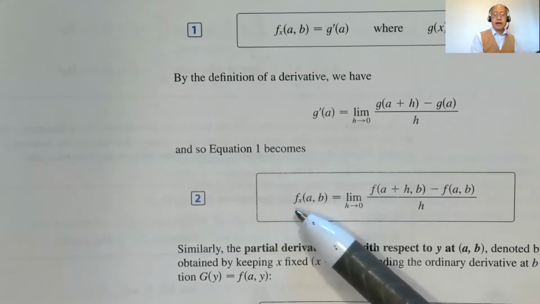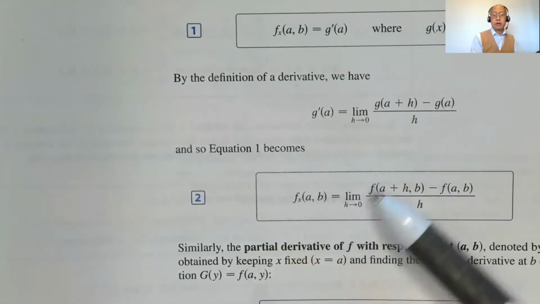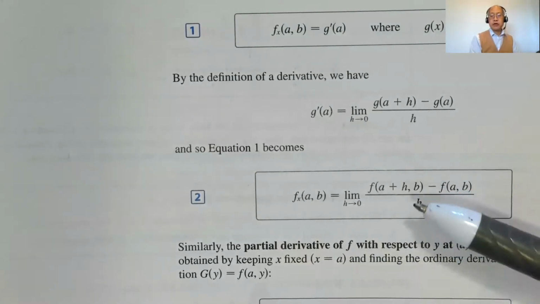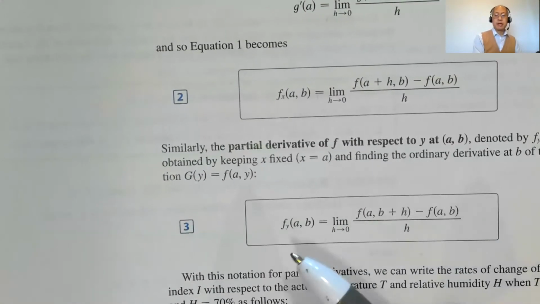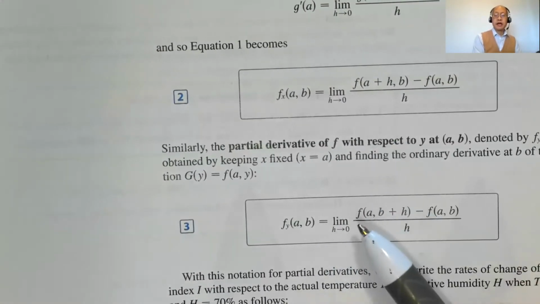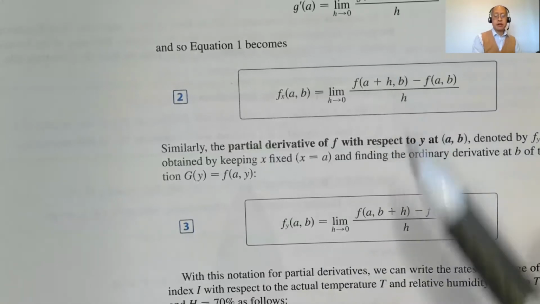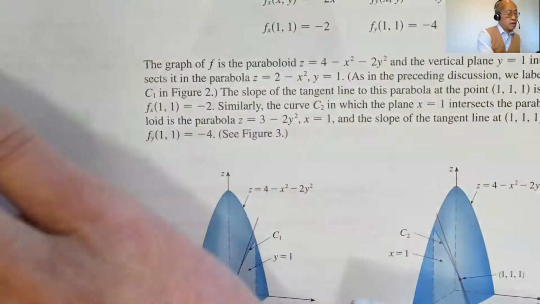This f sub x is a derivative with respect to x. Limit as h approaches 0, f of a plus h, b minus f of a, b divided by h. You're basically holding y constant. And similarly, a derivative with respect to y, you're holding x constant, f of a, b plus h minus f of a, b all over h. I just mentioned it quickly in passing. Don't worry about it. Don't put it on your formula sheet. But here's the main things that you want to know.